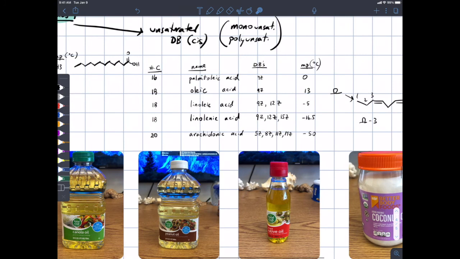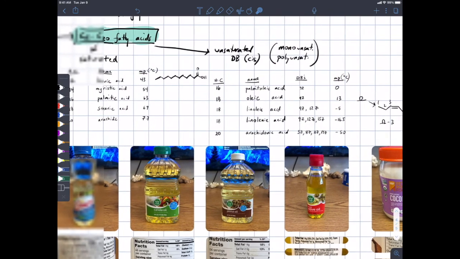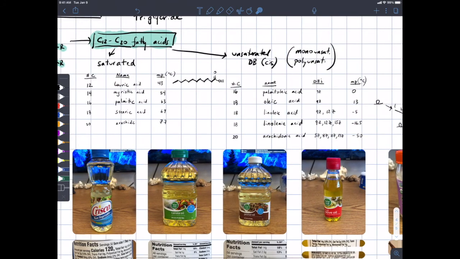And then there are other 18 carbon acids. Linoleic has 2 double bonds. Its melting point is -5 Celsius. 18 carbon linolenic acid has 3 double bonds, -16. And then you can have a 20 carbon acid with -50 if it's got 4 double bonds. Arachidonic acid, compared to the fully saturated 20 carbon arachidic acid, has a 120 degrees Celsius difference in melting point.